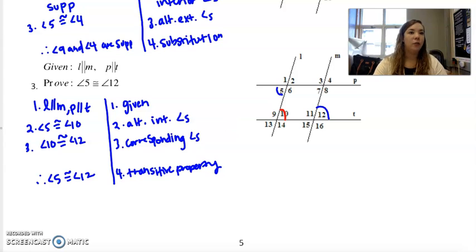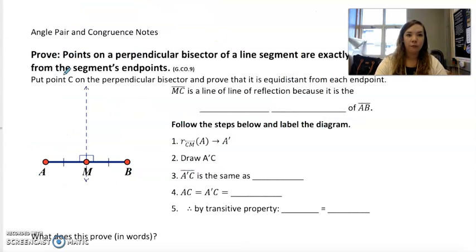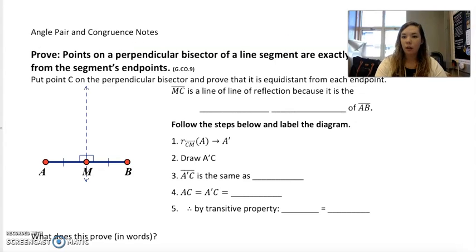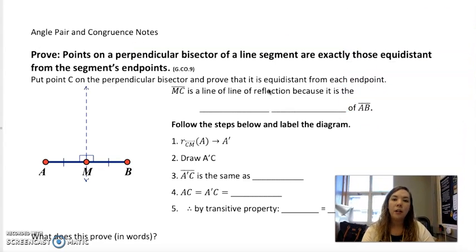All right, next page. Proof points. Let me move myself here. Proof: points on a perpendicular bisector of a line segment are equidistant from the segment's endpoints. Put C on the perpendicular bisector and prove that it is equidistant from each endpoint. MC is the line of reflection because it is the perpendicular bisector of AB.